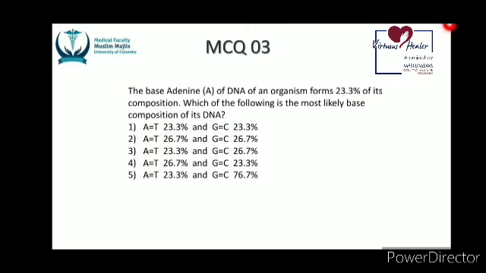MCQ number 3, the base adenine of DNA of an organism forms 23.3% of its composition. Which of the following is the most likely base composition of its DNA? Now we know that the base adenine forms 2 bonds with the base thymine, and the base guanine will form 3 bonds with the base cytosine.